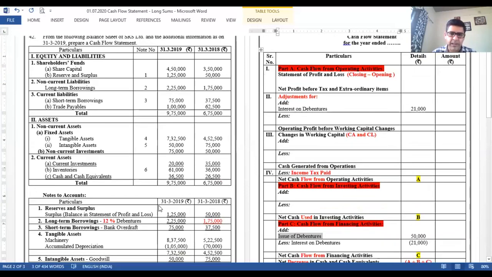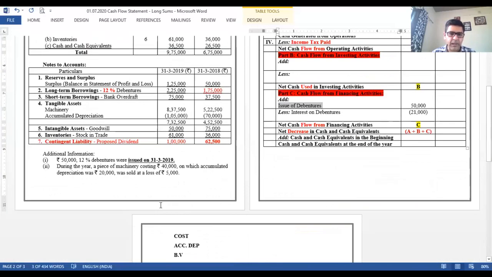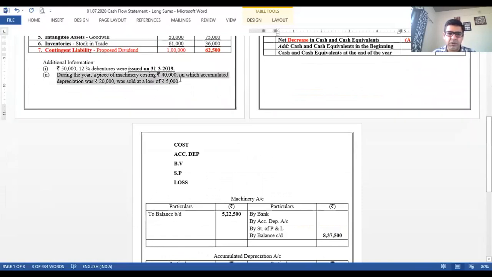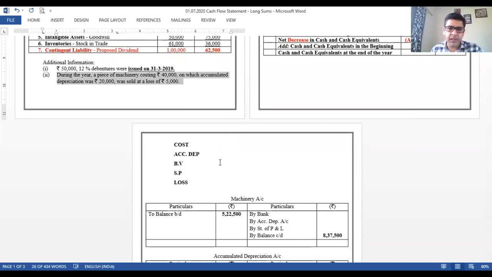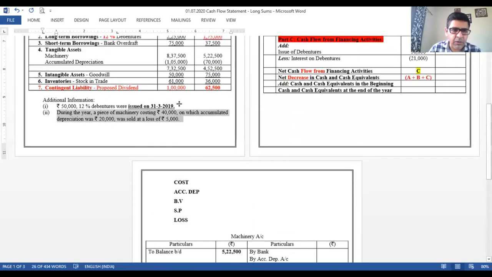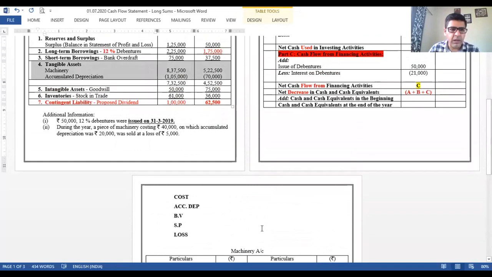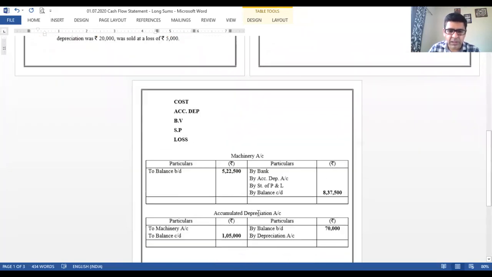Okay. The next adjustment is very important again. So let us have the working of the same. During the year, a piece of machinery costing rupees 40,000, on which accumulated depreciation was rupees 20,000, was sold at a loss of rupees 5,000. So let us see whether accumulated depreciation account is there or not. So yes, on the screen on the left hand side, you can see that tangible assets, machinery and accumulated depreciation both are given. So we need to have the ledger accounts of the two.